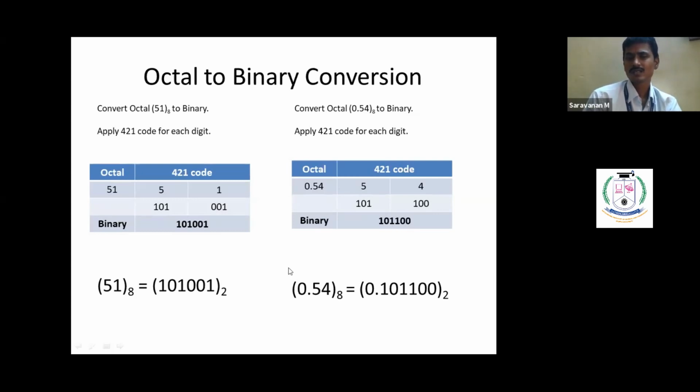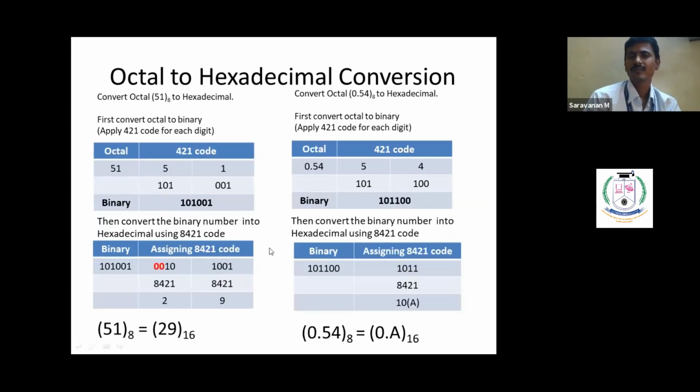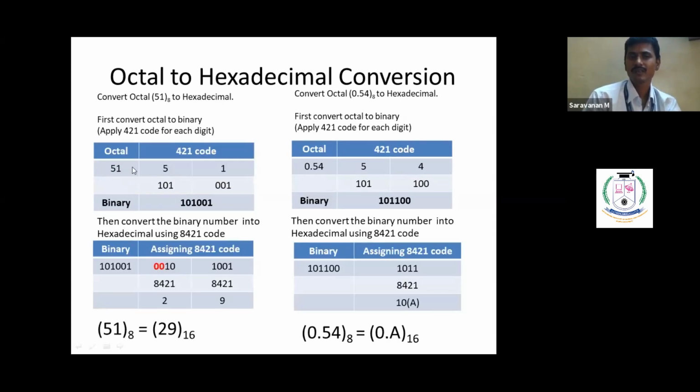Clear? So this is your octal to binary. Octal to decimal we have seen, octal to binary we have seen. Now finally we go with the octal to hexa. Octal to hexa we cannot go directly. First we have to convert your octal to binary, what we have seen here. Apply this logic. First convert your given number to its corresponding binary, then apply this binary to 8421 code to get your hexadecimal.